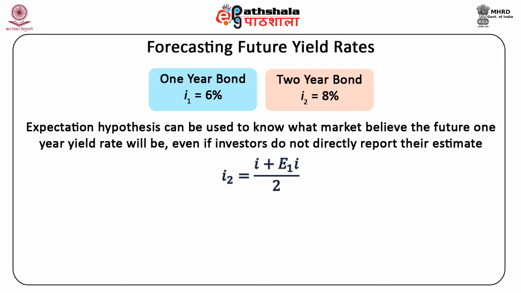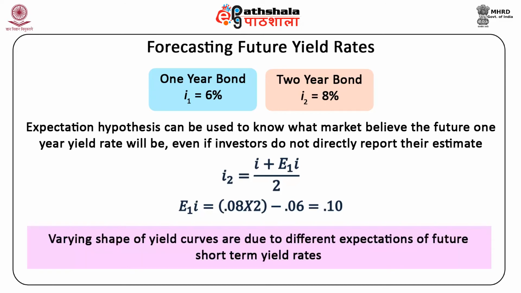We know that I2 is equal to (I + E1I)/2. This implies E1I is equal to 0.08 times 2 minus 0.06, that is equal to 0.10. Thus, based on the information currently available to you about yields on short-term and long-term bonds, you get to know that the market thinks that 1-year bond yields will rise to 10% next year. Hence, the varying shapes of yield curves are due to different expectations of future short-term yield rates.